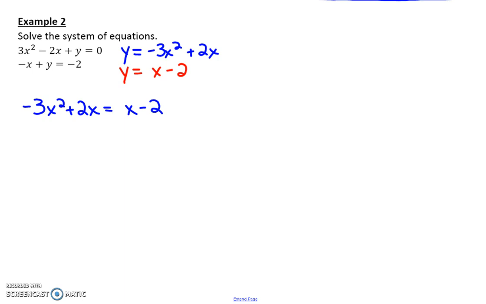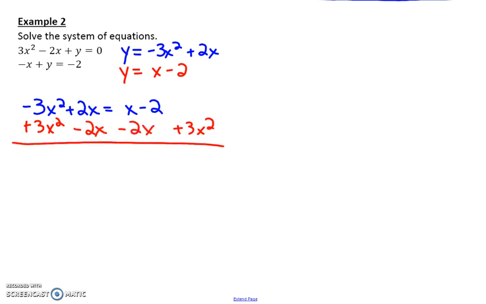And then we can get 0 on one side. So if I add my 3x squared to both sides, and then I'm going to subtract my 2x, that ends up giving me 0 equals, and I'm going to put this in descending order, so positive 3x squared minus x minus 2.